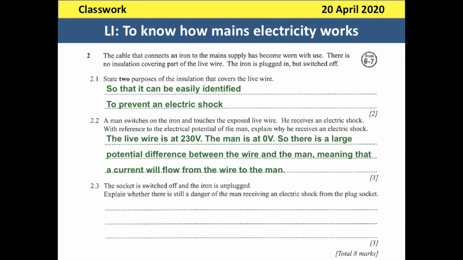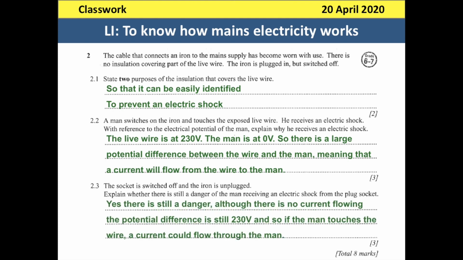2.3. The socket is switched off and the iron is unplugged. Explain whether there is still a danger of the man receiving an electric shock from the plug socket. The short answer to that is yes, there is, but let's expand on that because it's 3 marks. Even though there's no current flowing, there is still a potential difference of 230 volts, and so if the man touches the wire, a current could still flow through the man, giving him an electric shock.